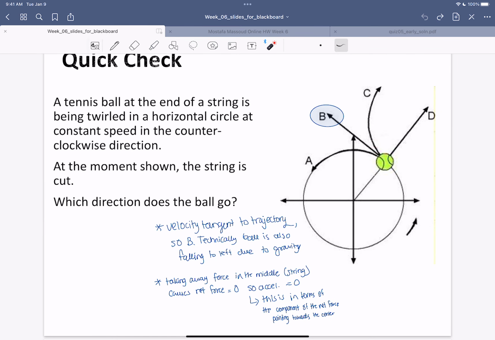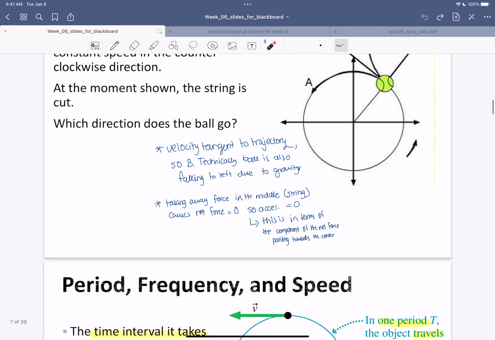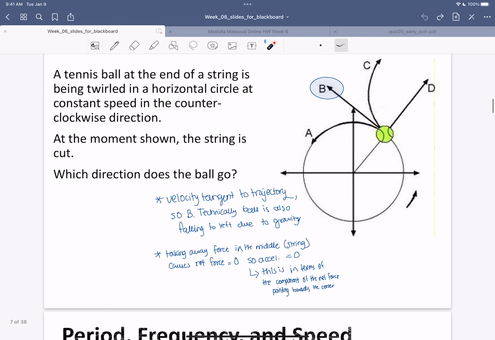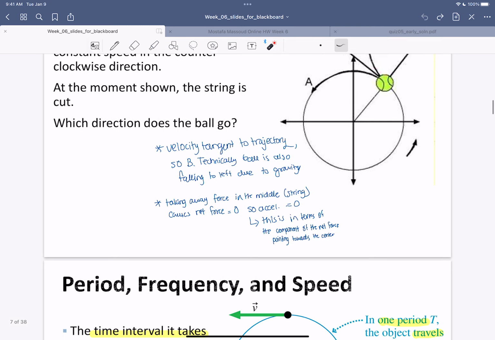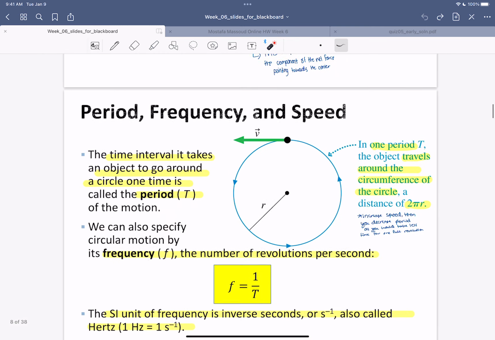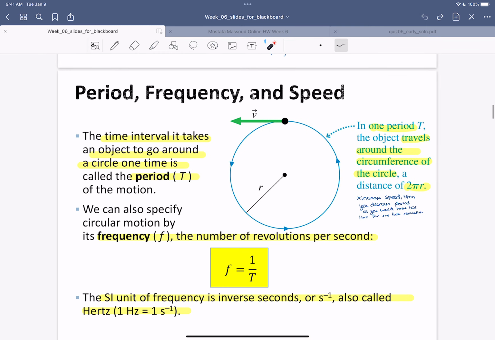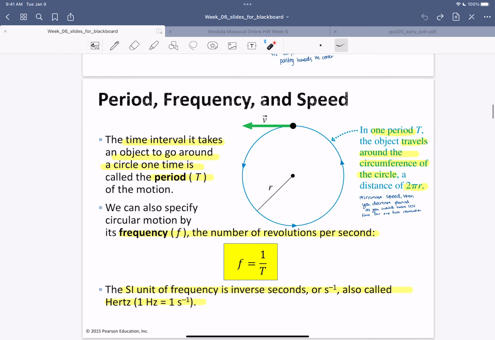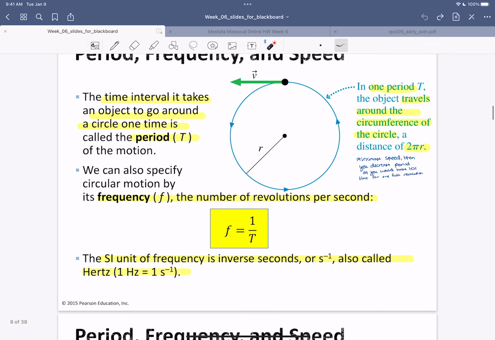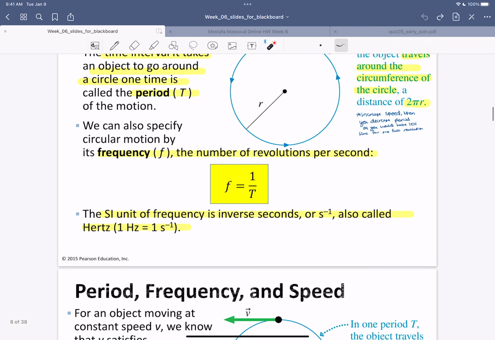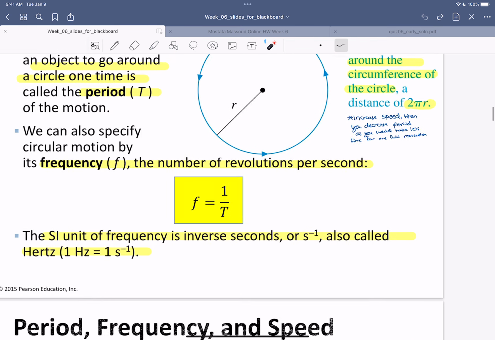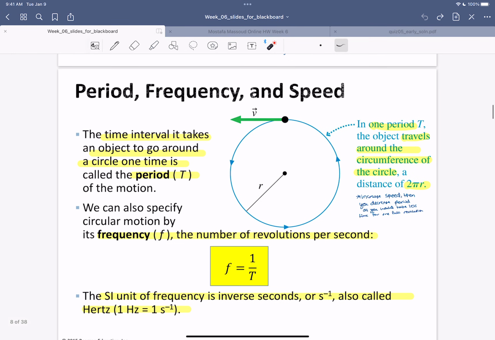So velocity tangent to trajectory. And so if you just take away this string right here, it just continues moving in whatever direction is tangent to the circular path, right? Now we get to period, frequency, speed, stuff like that. So this was a majority of what you're going to see in your online homework, written homework, and stuff like that. So for circular motion, a lot of it is this period, frequency, and speed stuff.